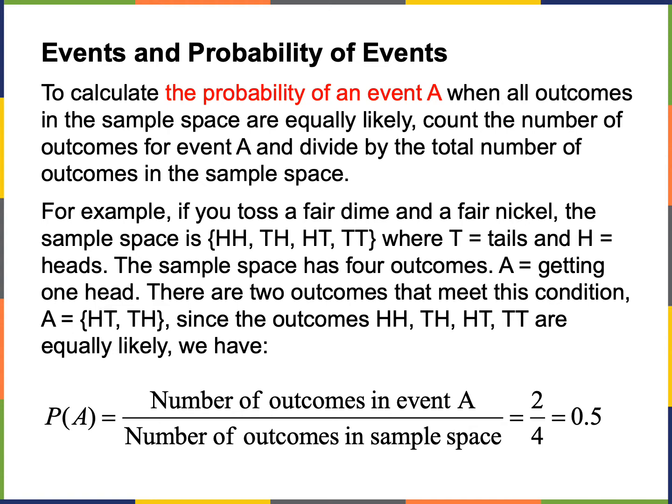Let's suppose that the event is getting 1 heads. The only 2 outcomes that meet this condition are TH or HT. So there are 2 outcomes. Since they're all equally likely, the probability of A occurring is the number of outcomes in event A divided by the number of outcomes in the sample space, which is 2 out of 4, which is 0.5 or 1/2.